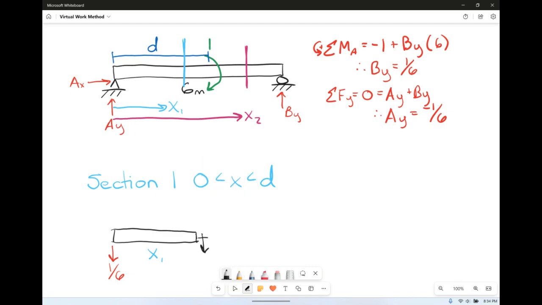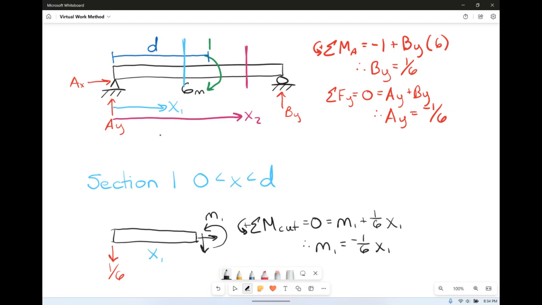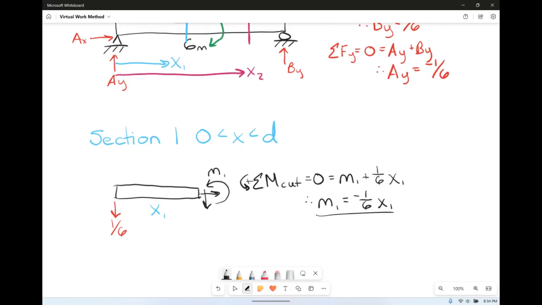So we have shears, normals, and our internal little moment M1. So if we sum the moments about our cut and set it equal to 0, all we have is little m1, and we've also got 1/6 times x1. That was our AY. So little m1 is equal to negative 1/6 x1. Okay, that's all nice and good.